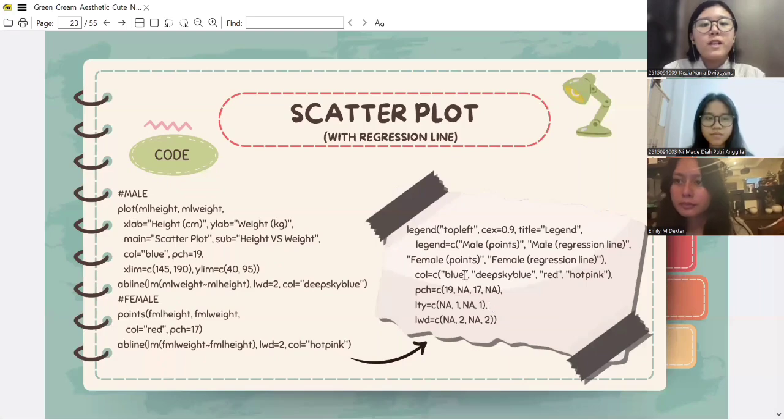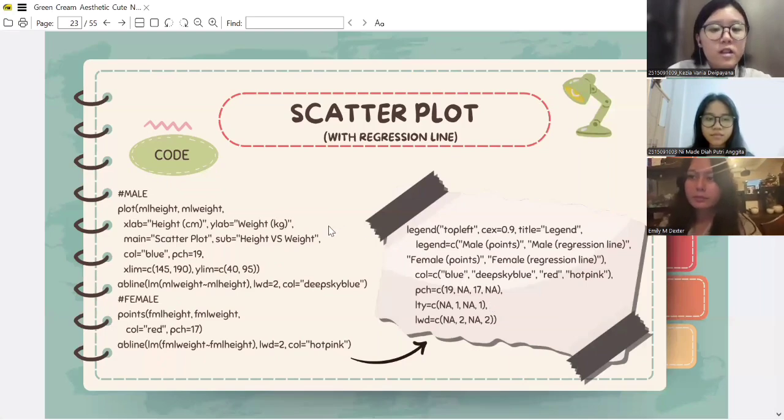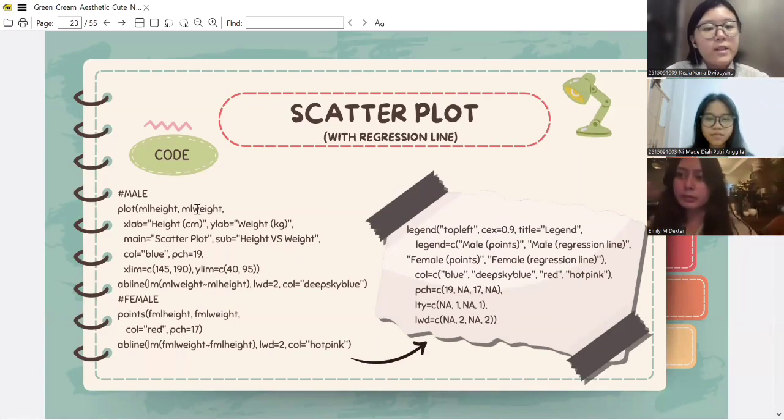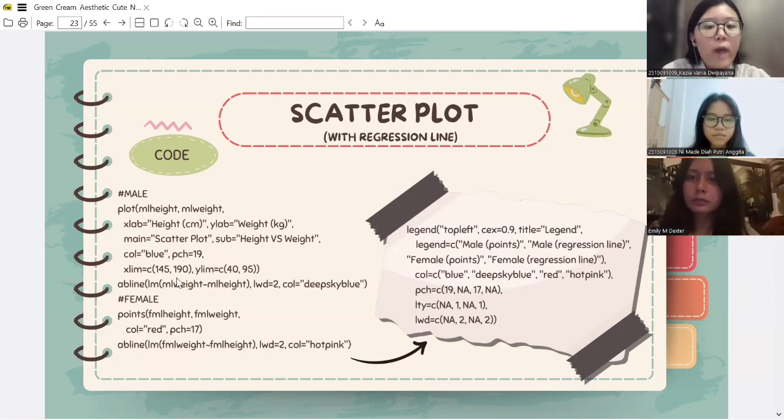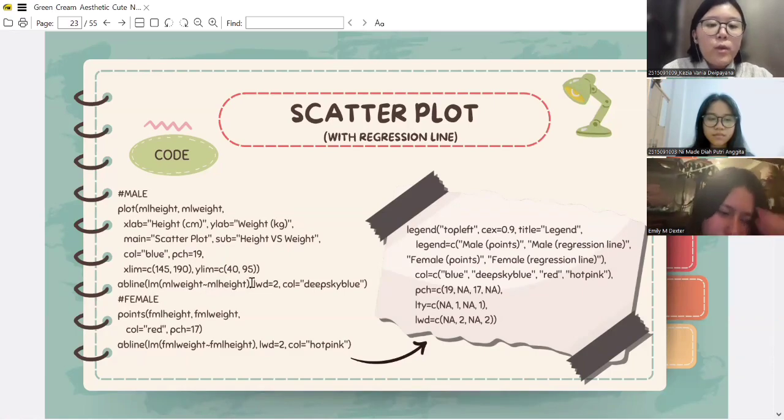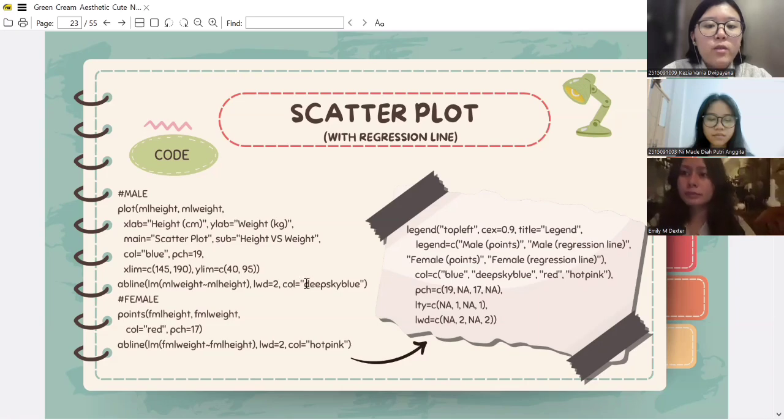Now we will move on to the scatter plot, but this one is with a regression line. In this scatter plot with regression lines, the code is basically the same as the previous code, but here we add the abline function. The abline function in R is used to add one or more straight lines to a graph. And we will use the lm function in R, which is used to fit linear models to data frames in R language. After that, we make the line width equal to 2, and we use the color deep sea blue for the male ones, and we use the color hot pink for the female one.